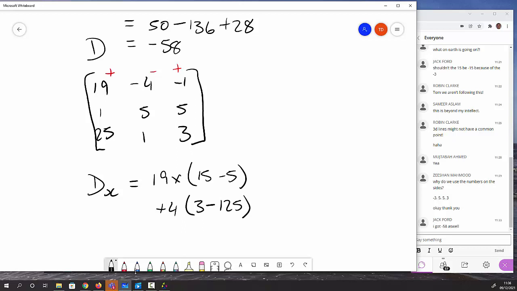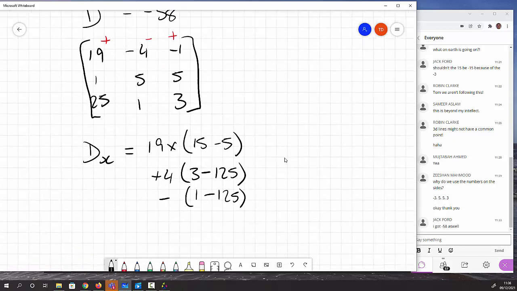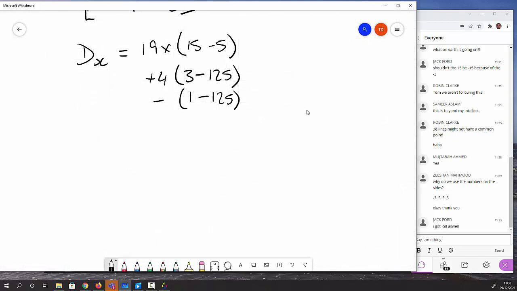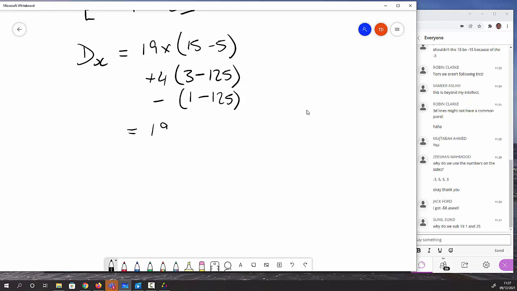And then I'm going to get onto the final term, which is minus 1. So I'm going to put minus brackets, and now it's 1 times 1, which is obviously 1, minus 5 times 25, which is minus 125. Okay, let's move that up a bit and evaluate that. So we're going to get, that's equal to 190.